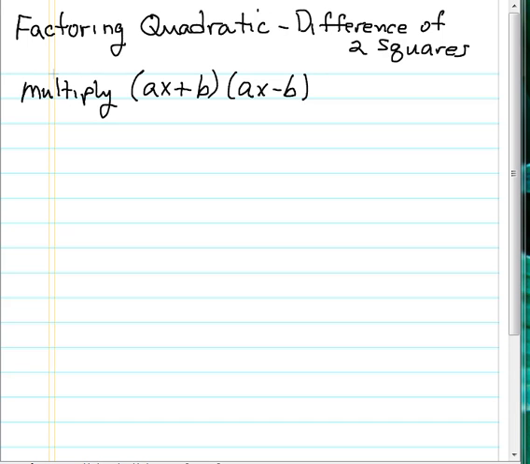Hello, Mr. T with another factoring tutorial. This time we're going to be working with quadratic functions that are organized as a difference of two squares.